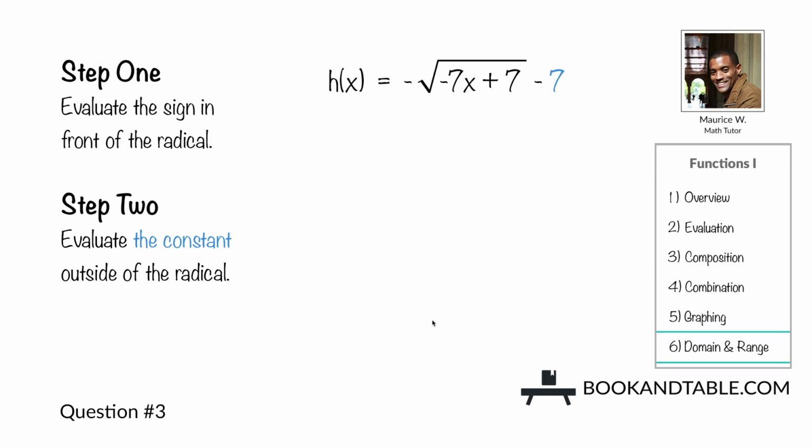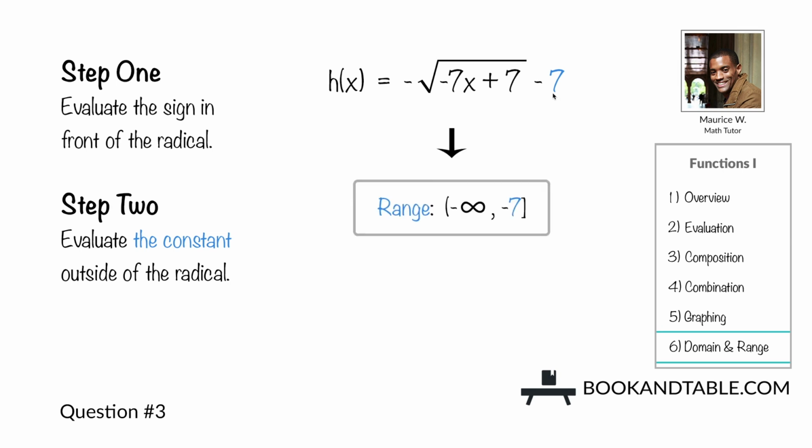Let's now have a look at question number 3. h of x is equal to negative square root of negative 7x plus 7, minus 7. Step 1, evaluate the sign in front of the radical. It is negative, so we know the function is flipped and it trends down towards negative infinity as the low point. And then step 2, evaluate the constant outside of the radical, which is negative 7. So this is where the range has its highest point. So the range for h of x is from negative infinity to negative 7, including negative 7.